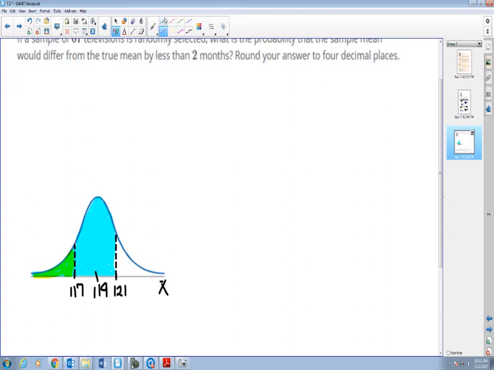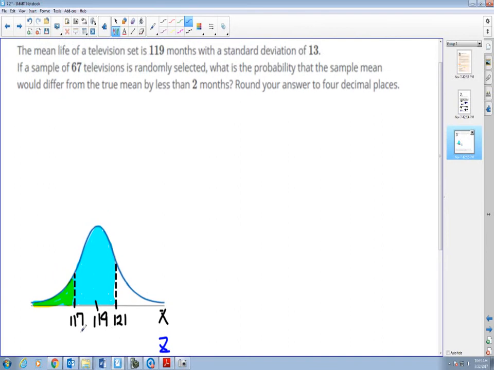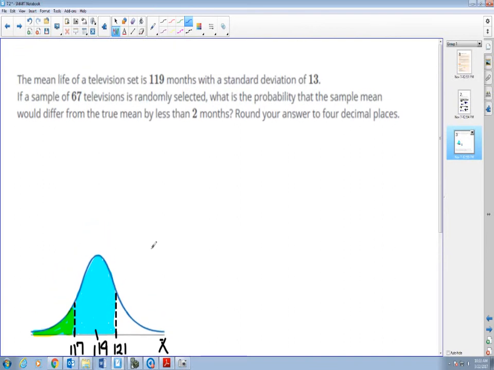Okay, I know the wording is very strange. So under the z-axis, I need to convert my 117 and my 121 into z-scores, so I can see what the probability is here. All right. So the mean of the population will eventually become the mean of the sampling distribution, which is 119. All right. Population standard deviation is 13. Sample size 67.